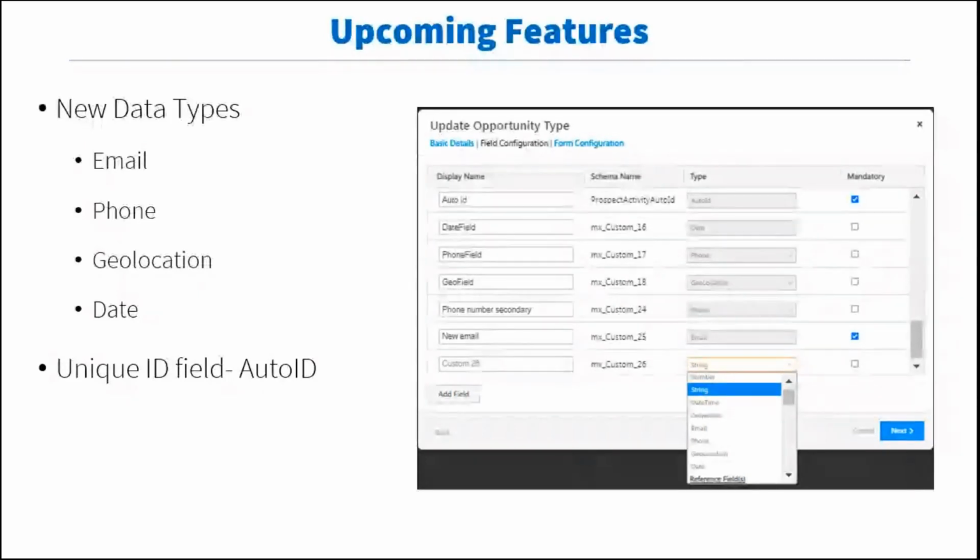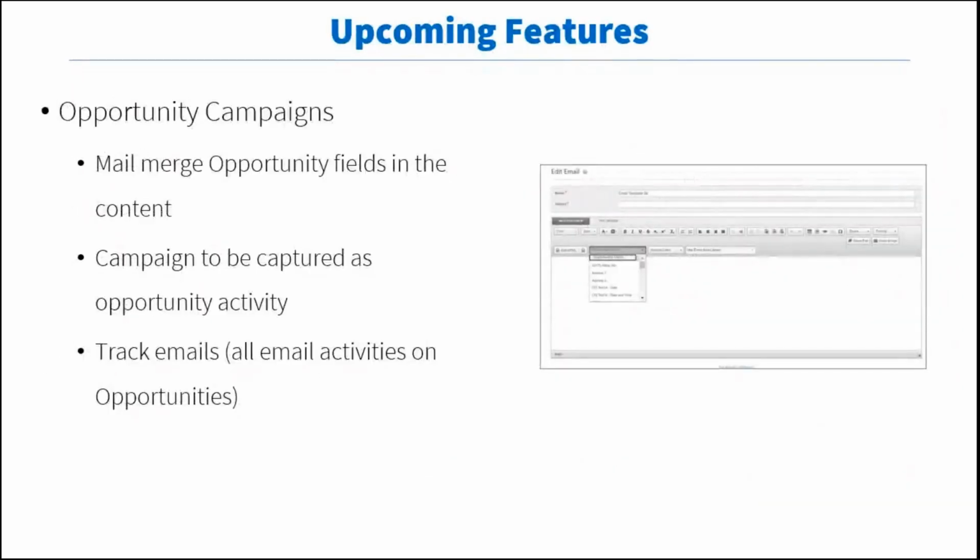And there is also a new system, like a new unique ID field called Auto ID that we are introducing. So what this essentially does is, it will be a non-editable field, and it will be a unique number that is assigned to a particular opportunity. And this ID can be used for updating, retrieving, or making changes to the opportunity. Basically, this will serve as a unique ID that earlier we didn't have for opportunity.